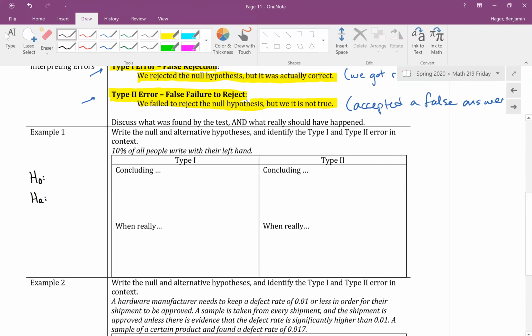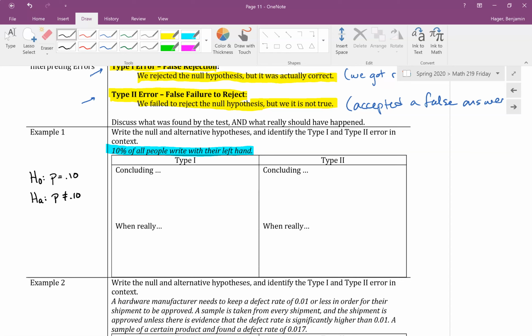Again, the null hypothesis is the baseline assumption, the status quo, the claim that's being made. So the claim is that 10% of all people write with their left hand. So this is a percentage or proportion. The proportion of left-hand writers is 10%. Now there's no indication of whether the alternative would be hinting at more or less than that. So the alternative to 10% of people writing with their left hand would be that 10% do not write with their left hand. So this would be the null and alternative hypotheses.